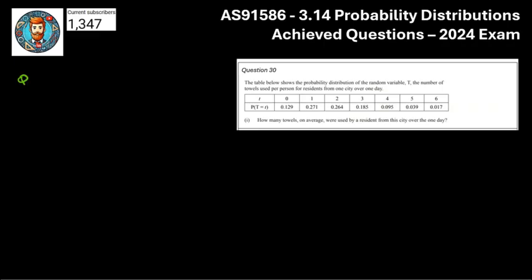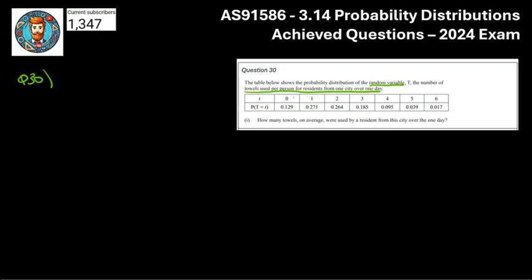We're now on to question number 30, and this, again, is another bit of a weird question. So we've got a random discrete variable, so they've confirmed that in the question, and the information here relates to the number of towels used per person for residents from a city over one specific day.